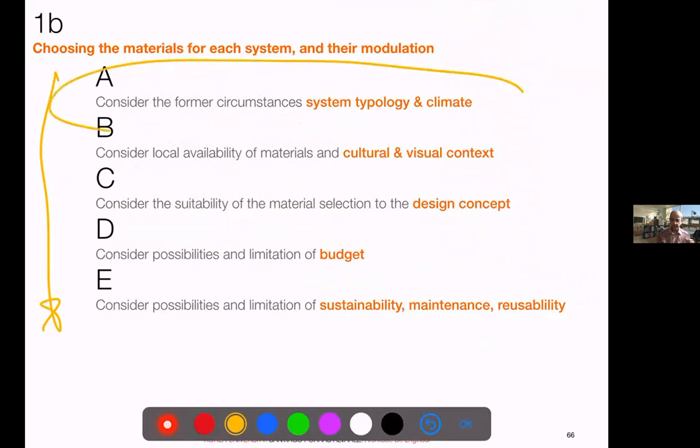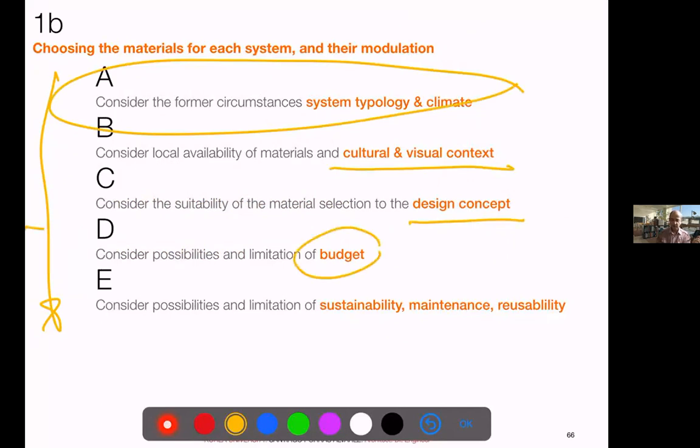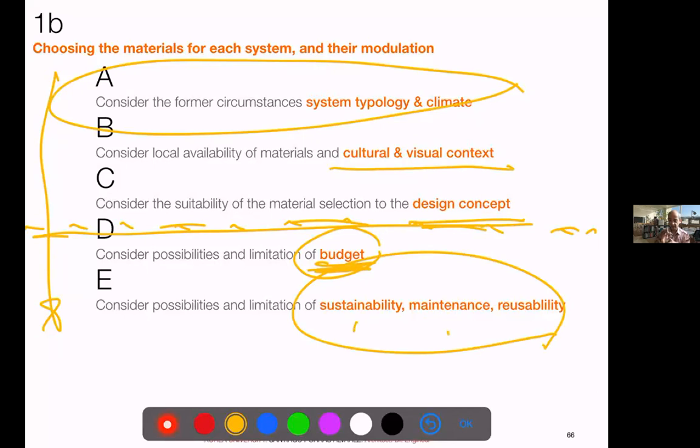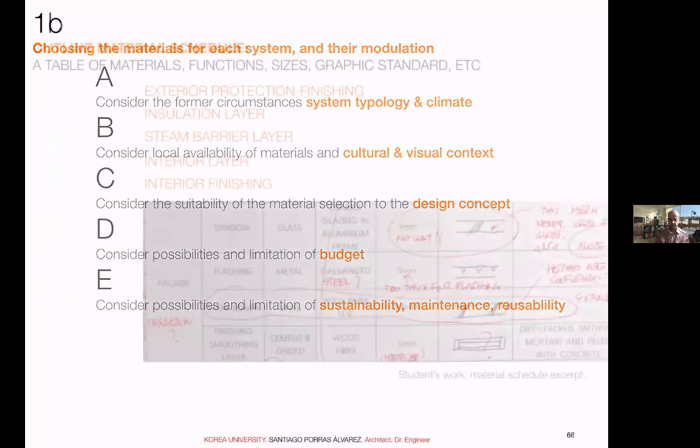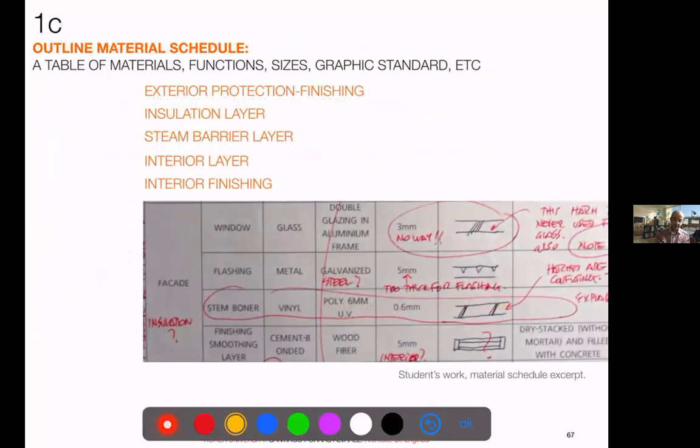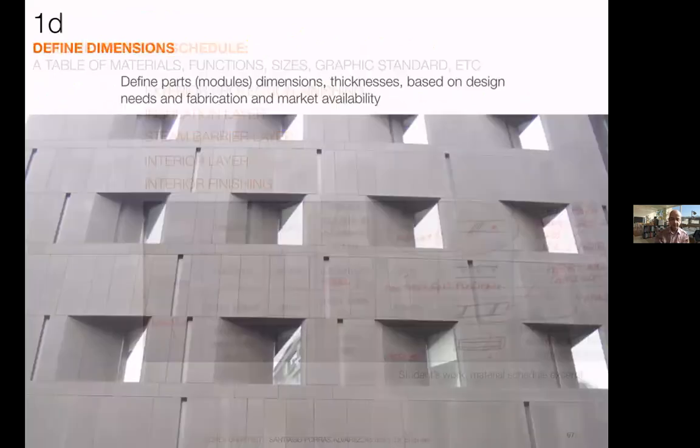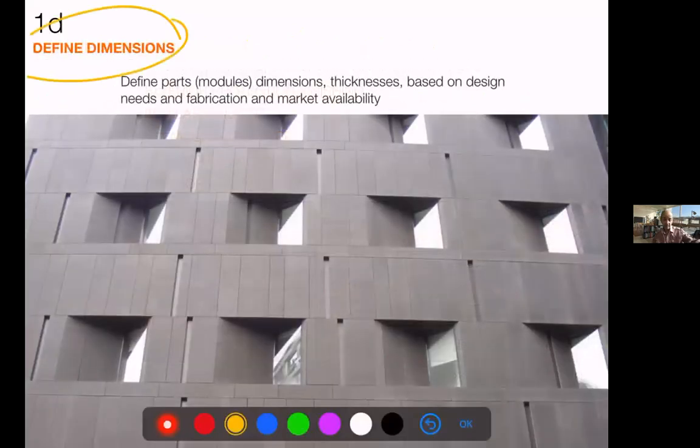Then we have some context. So you have your design concept, of course. And in school, we seldom go beyond this point, but you have economic limitations, and also have to think about the future, right? How this will be maintained, can be reused, or how it deals with sustainability. The material schedule is something we did in materials, and it also helps for choosing those materials along the design process, right? And then, as we said, we choose the materials, we define the dimensions.